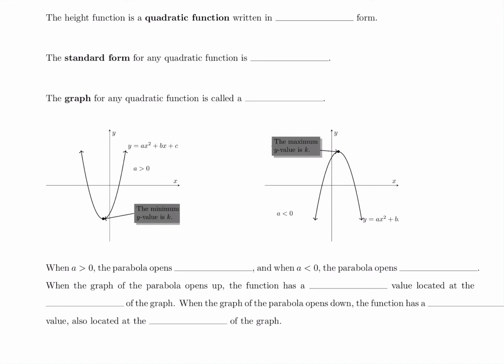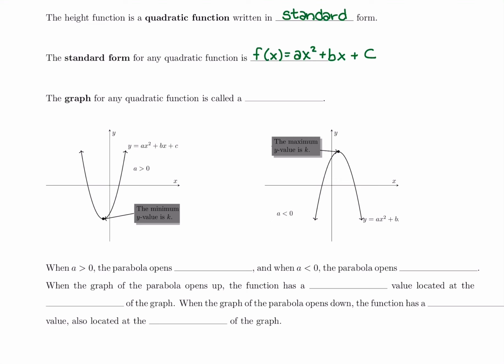The height function is a quadratic function. So from the previous video, we looked at the height of a golf ball, and that is a quadratic function in standard form. The standard form of any quadratic function is written f of x equals ax squared plus bx plus c.